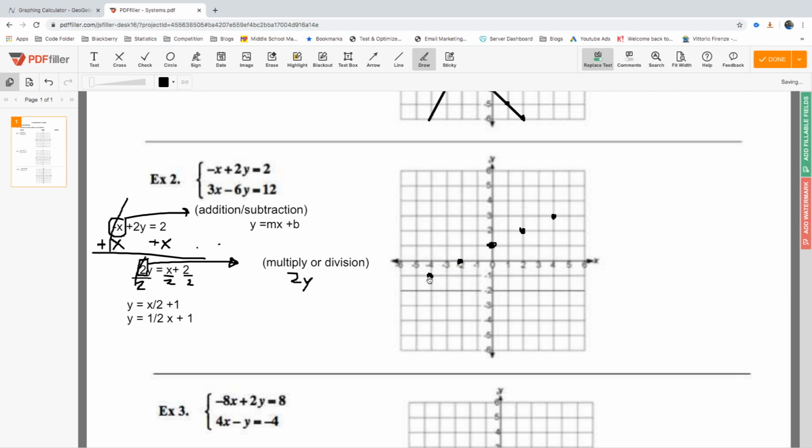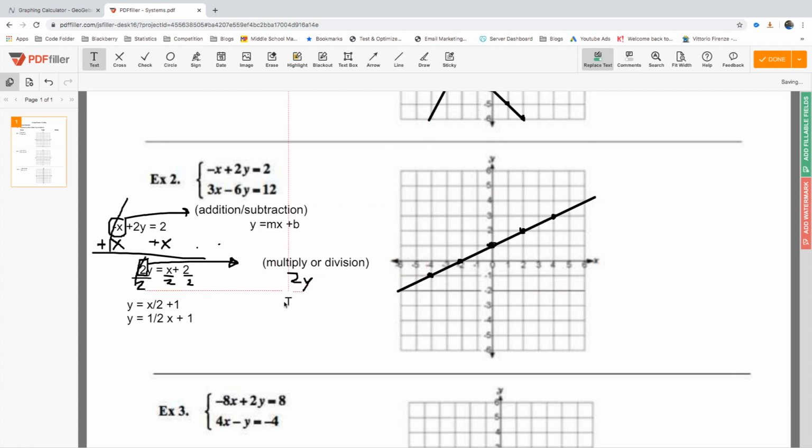And so at that point, I have everything I need to create my line. So that's what I'm going to do. I'm going to connect all of these points. There we go. So we got our first line.